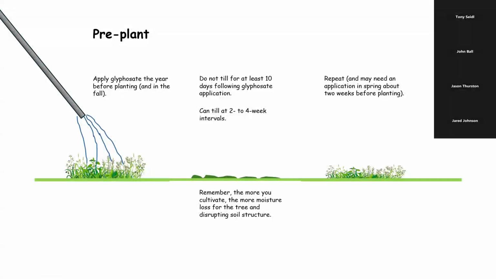Now, usually we require several applications of glyphosate. For example, what happens is you kill everything, you wait, you till, that brings up more weed seeds, they germinate, you kill, and you can repeat that. But sometimes you also may need an application in the spring, about 2 weeks before planting, a week or two.